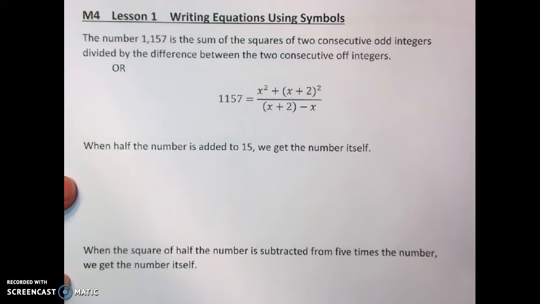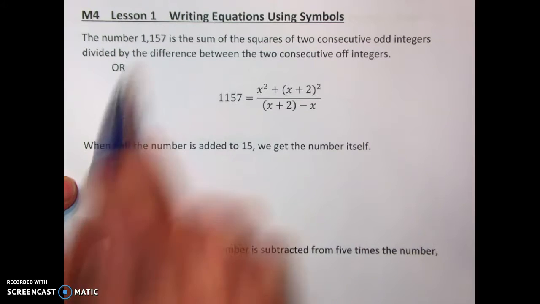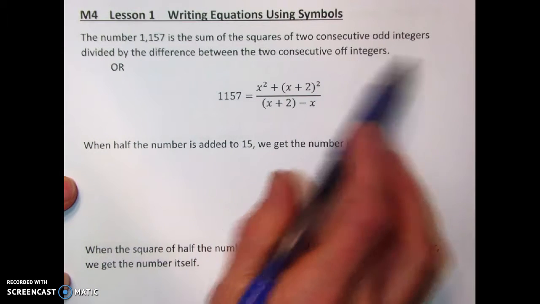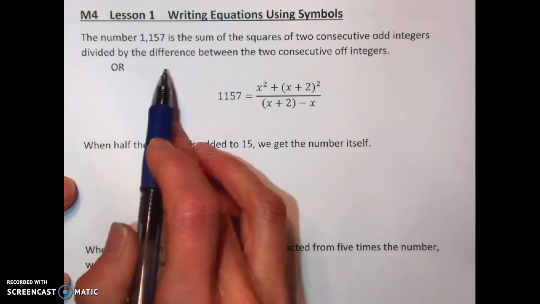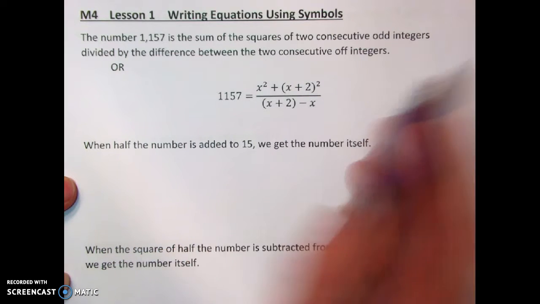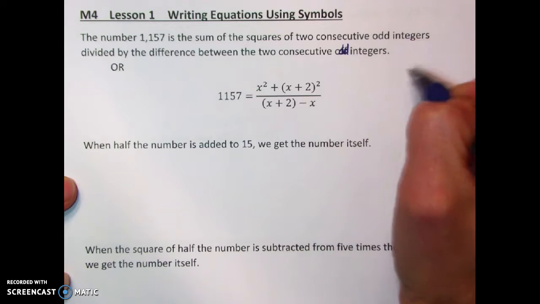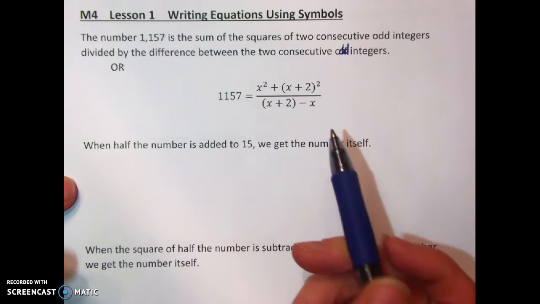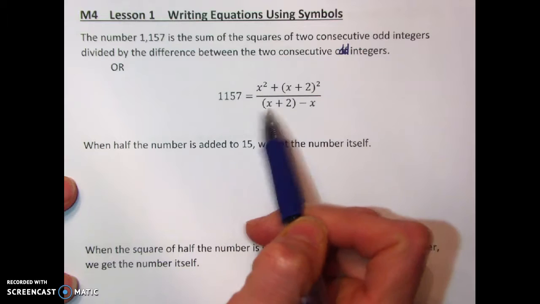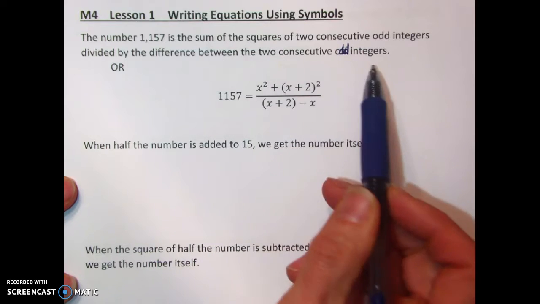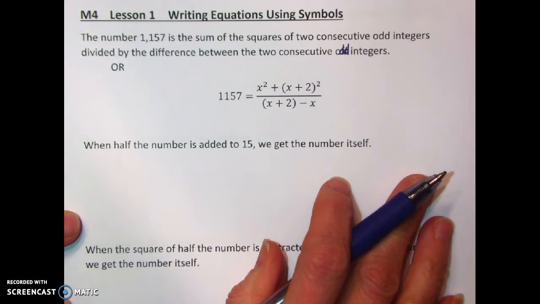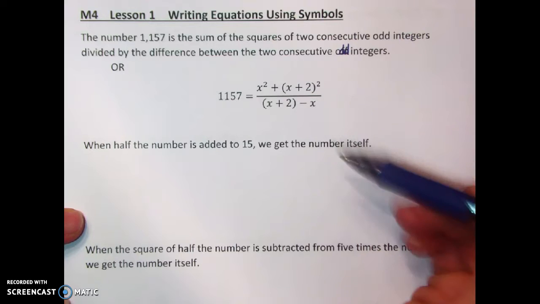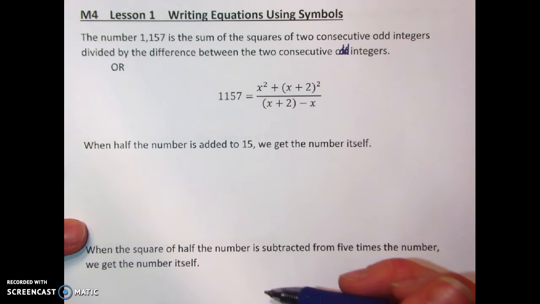Would you rather hear, or rather read, the number 1157 is the sum of the squares of two consecutive odd integers divided by the difference between the two consecutive odd integers? Or would you rather see this expression if you're going to have to work it out? Most people understand this expression a lot more than they understand all these words. So I guess it's a personal preference, but if we were going to work this out and try and figure out what x was, we'd probably want to use this equation. So we're going to try and turn these words into equations.